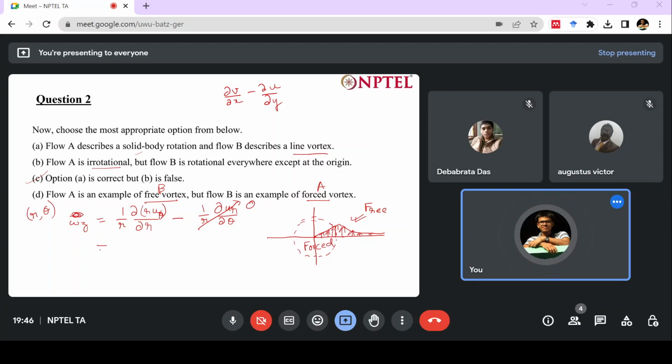So what is this when the velocity u theta is c1 into r? When u theta is c1 into r, what is this? This is 1 by r. C1 is constant, and here this is del del r of r square, so 2r. So this is 2c1, right?